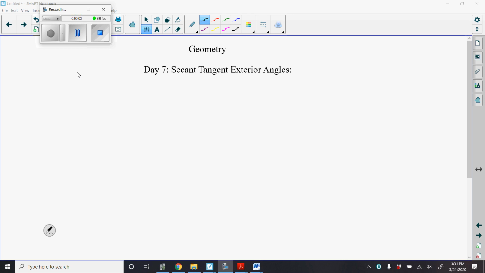Hey guys, wrapping up the week here with our day 7 video of secant tangent exterior angles. So just like the previous video, we have a secant and a tangent line again intersecting, but this time they're intersecting exterior to the circle. So let's take a look at what that looks like and see if it reminds us of any videos that we've seen in the past.